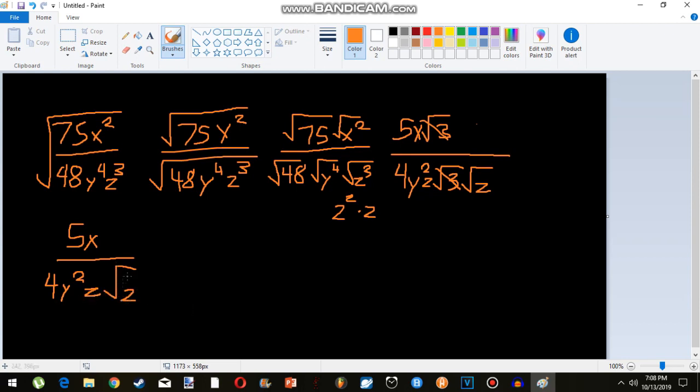So as we all know, we have to get rid of all radicals at the denominator. This is just fancy word for bottom. So you can use that the next time you're in bed. That's some lingo there. So let's rationalize. 5x square root of z over 4y cubed z cubed.